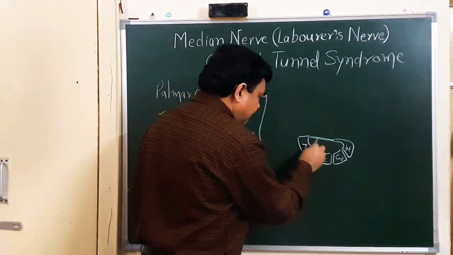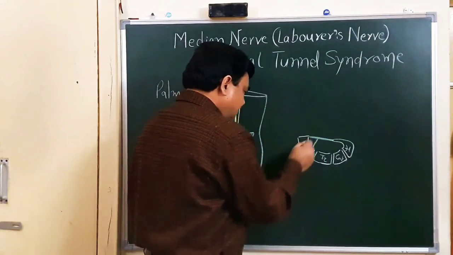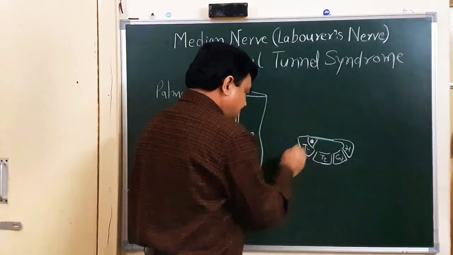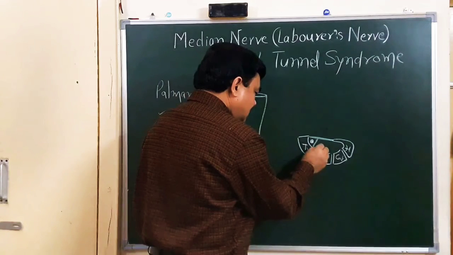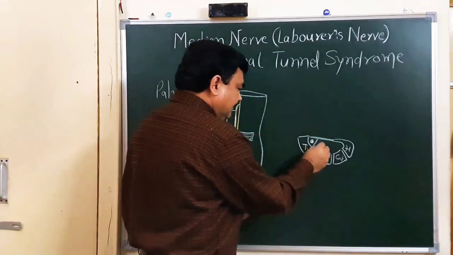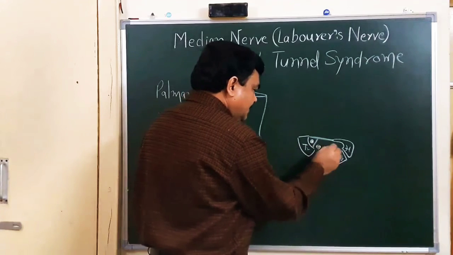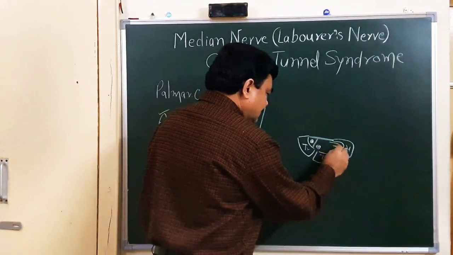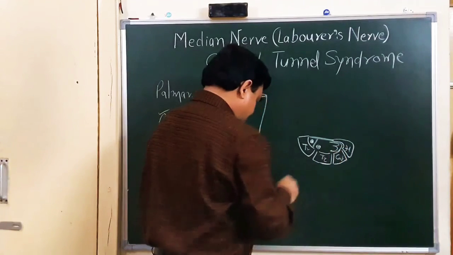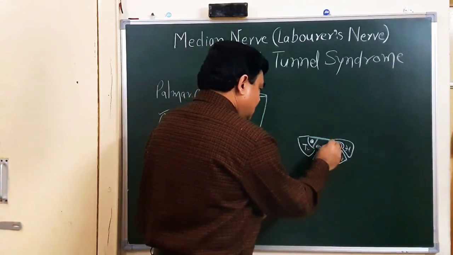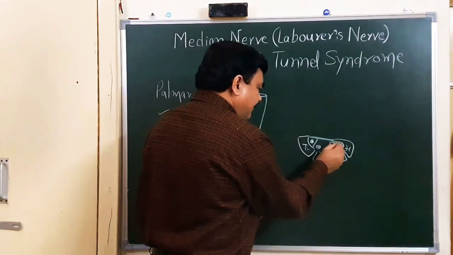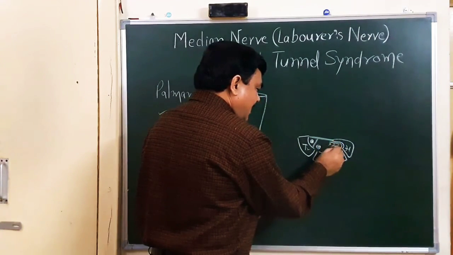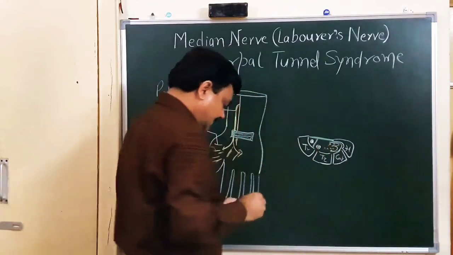Here is a partition. Here the flexor carpi radialis is present. Here is the flexor pollicis longus. It's covered by the radial bursa. Here is the ulnar bursa. It contains the tendons of flexor digitorum superficialis here, and here flexor digitorum profundus.